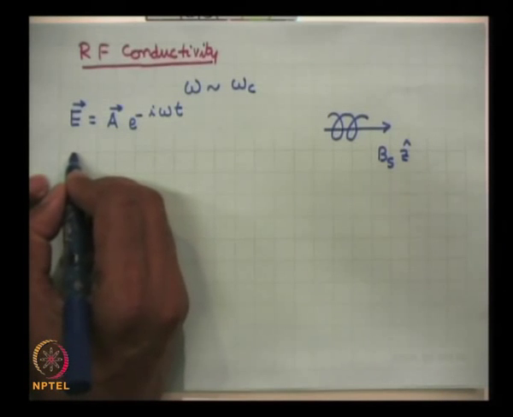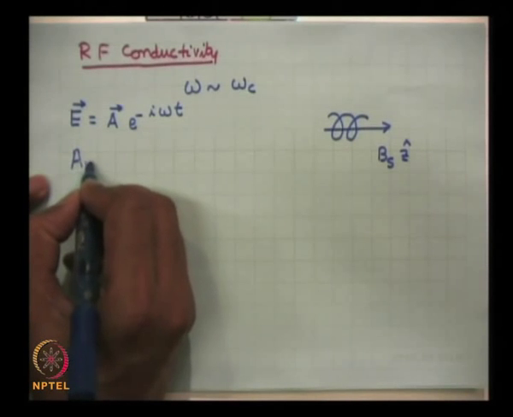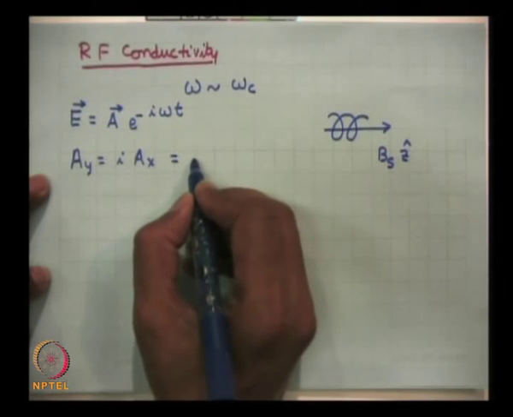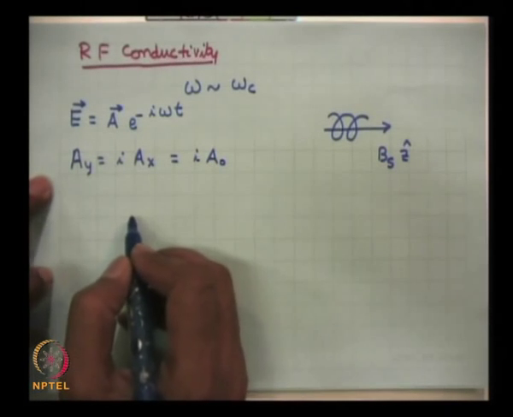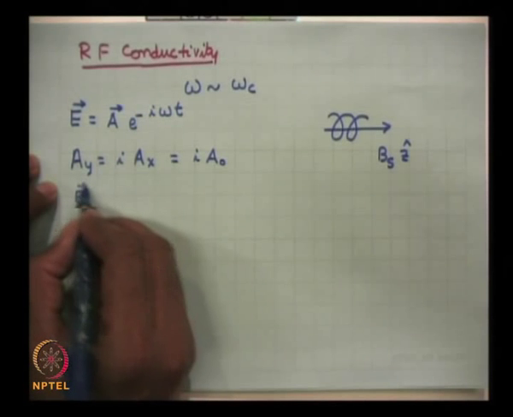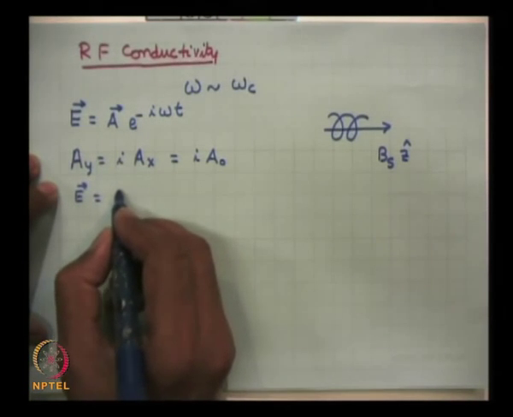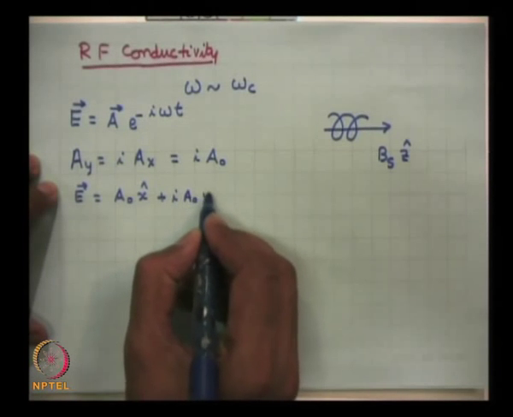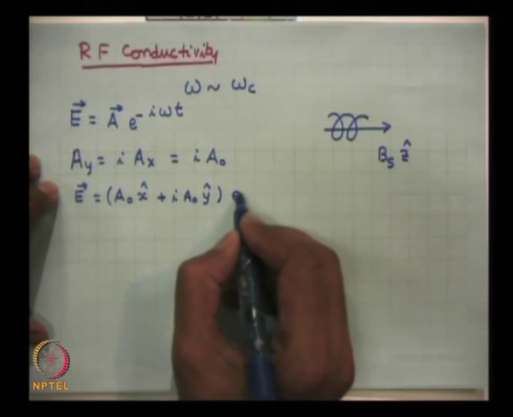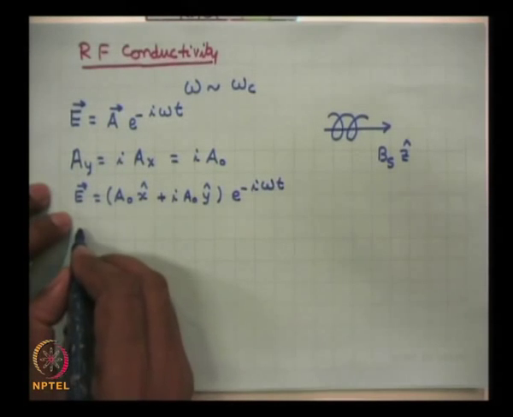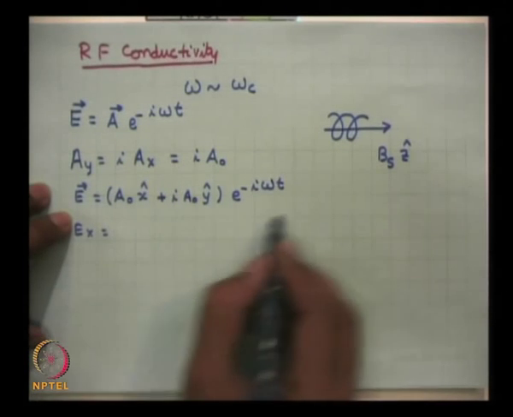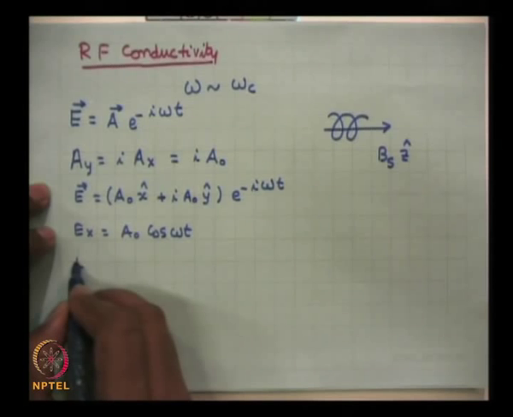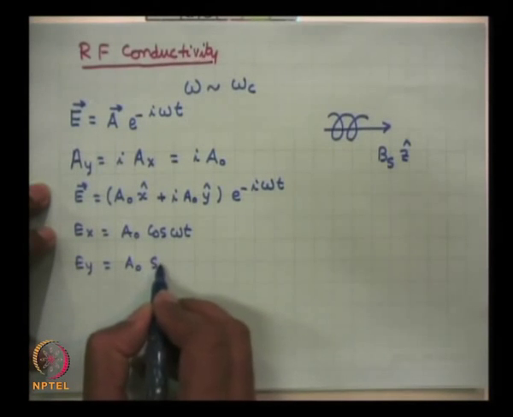So let me find out what is the consequence of this. If I consider A y equal to i A x, and A x I choose to be real, equal to A 0, then A y is equal to i times A 0. So my actual electric field has an x component A 0 in the x direction plus i times A 0 in the y direction. This is my actual electric field, which means that if I write down E x and take the real part of the right hand side, it will be A 0 cos omega t, and E y will be A 0 sin omega t.